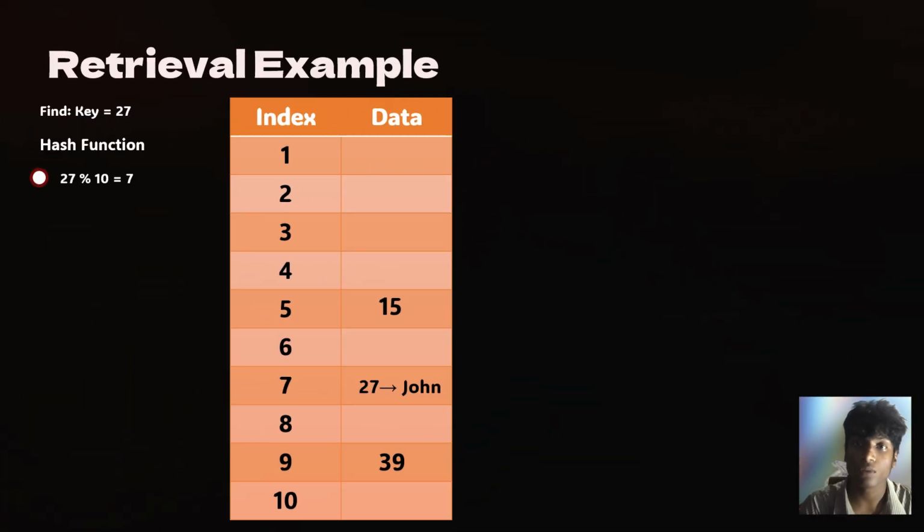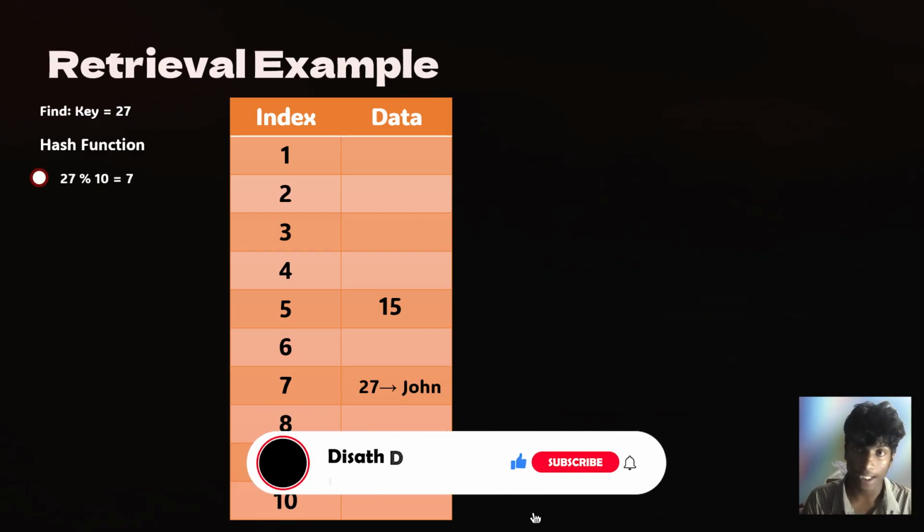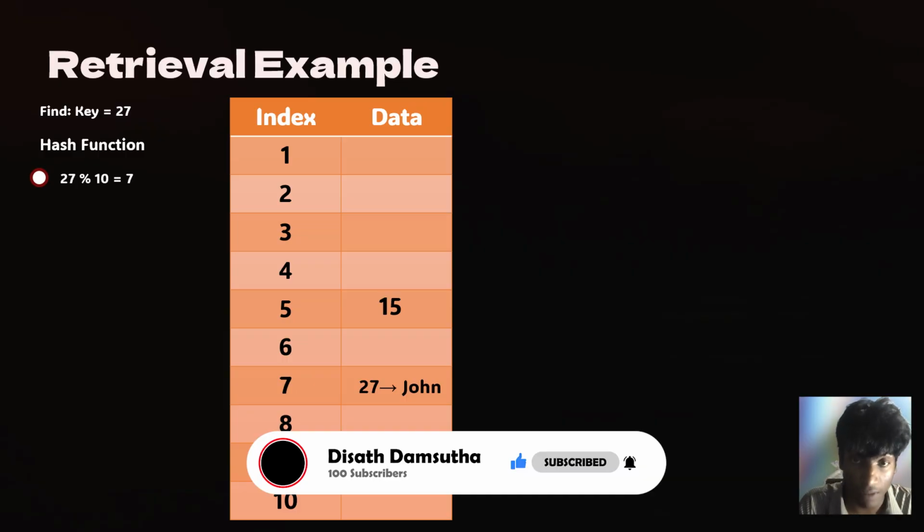Now let's see how retrieving data works. Suppose we want to find the value associated with the key 27. Instead of checking every position in the hash table one by one, we use the same hash function that we use when storing the data. We calculate 27 modulus 10, which is 7. This tells us that the data is stored at index number 7.